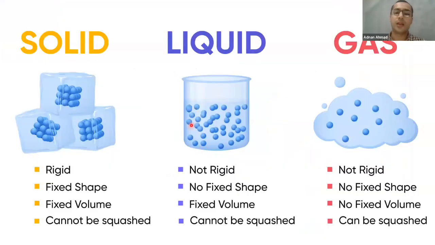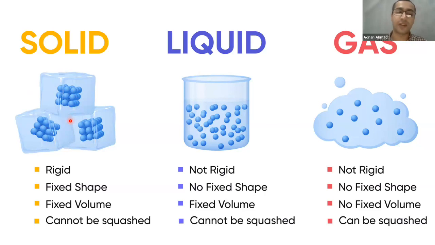So, some more properties of solids, liquids, and gases. As you can see, solids are rigid. What do I mean by rigid? I have a pen with me here, and if I want to press it, I cannot press it. If I want to bend it, I cannot bend it. Why? Because there is no space between the atoms, between the molecules. That is why solids are rigid. We cannot compress them. When I say something is rigid, it means that it cannot be compressed.